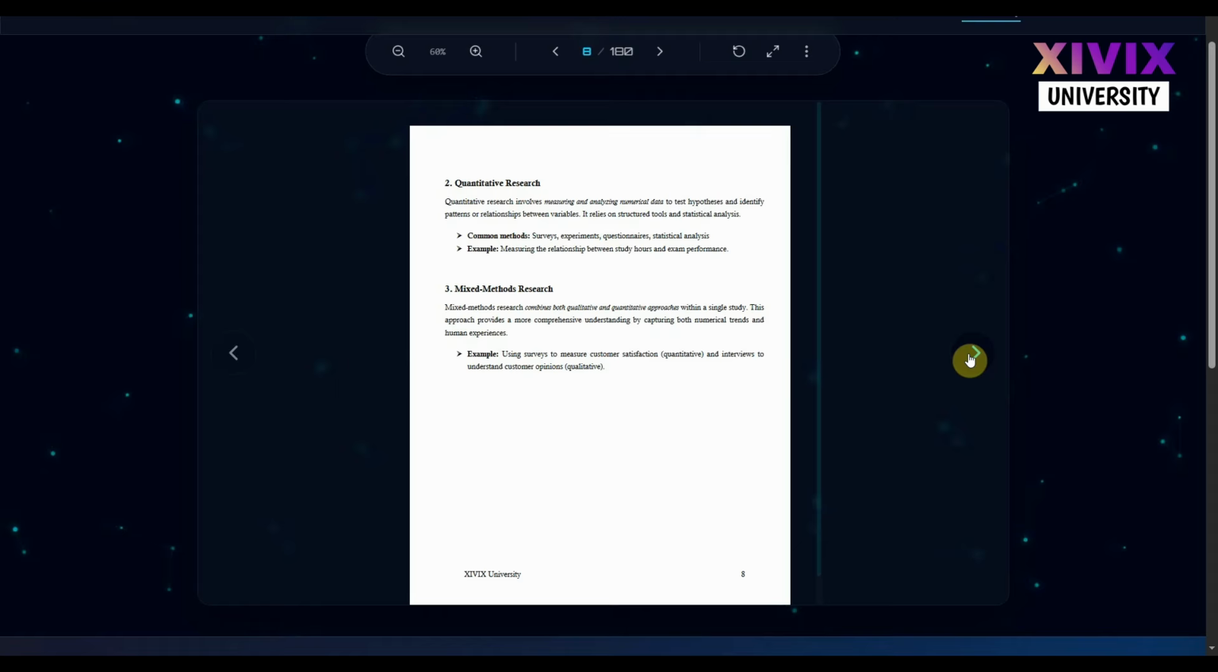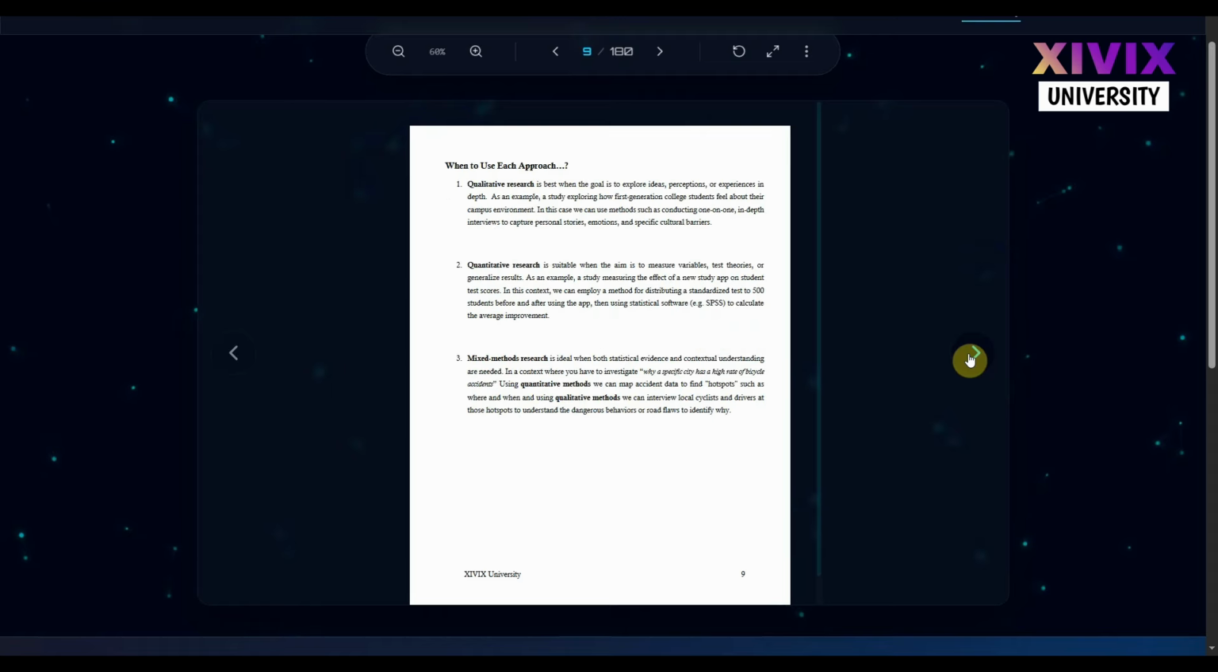Now you should be asking yourself when to use each approach. Alright, let's explore. So, qualitative research is best when your goal is to explore ideas, perceptions, and experiences in depth, right? Quantitative is suitable when your aim is to measure variables, test theories, or generalize results. And mixed methods research is ideal when you need to explore both statistical and contextual understanding of a subject.